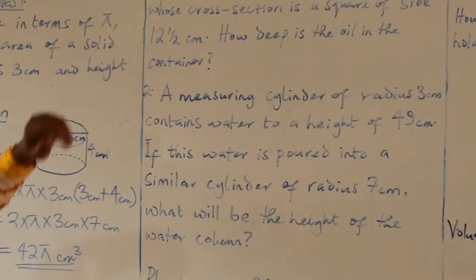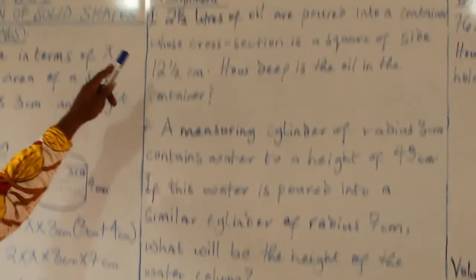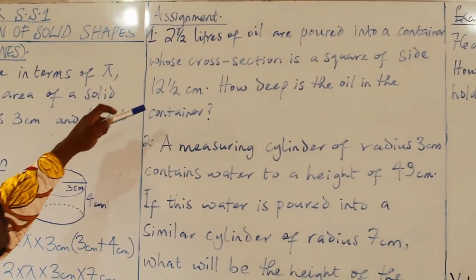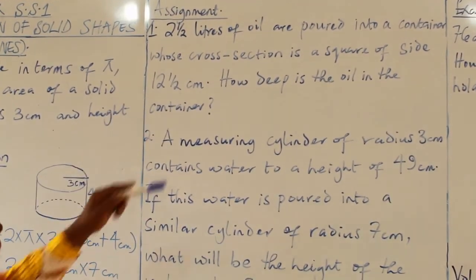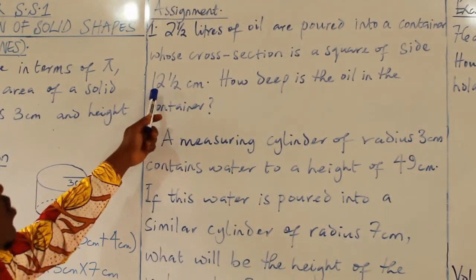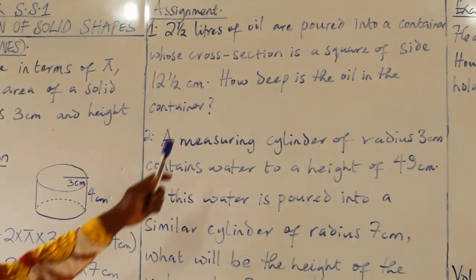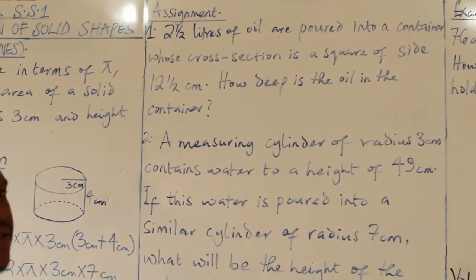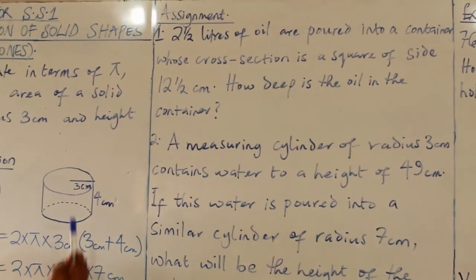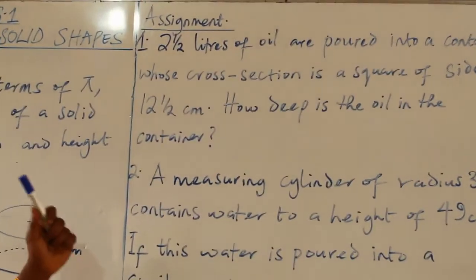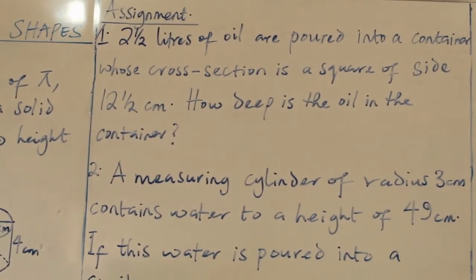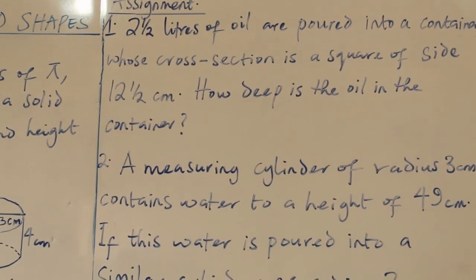First question says 2.5 liters of oil are poured into a container whose cross section is a square of side 12.5 centimeters. How deep is the oil in the container? I repeat, 2.5 liters of oil are poured into a container whose cross section is a square of side 12.5 centimeters. How deep is the oil in the container?